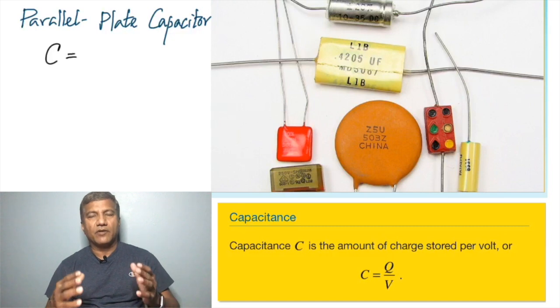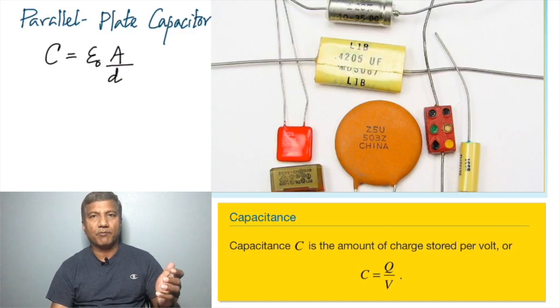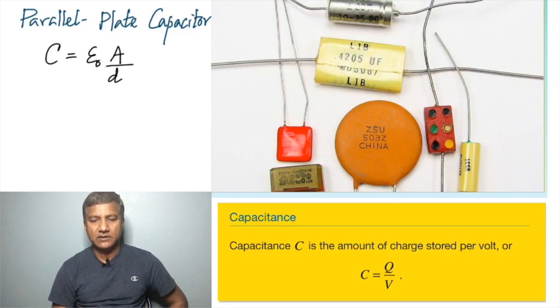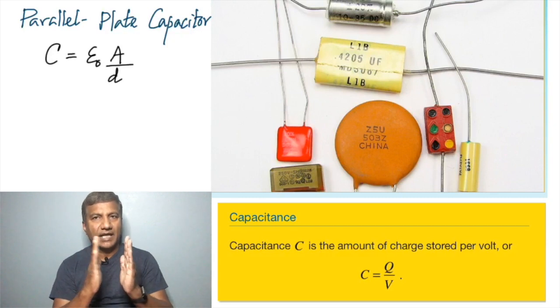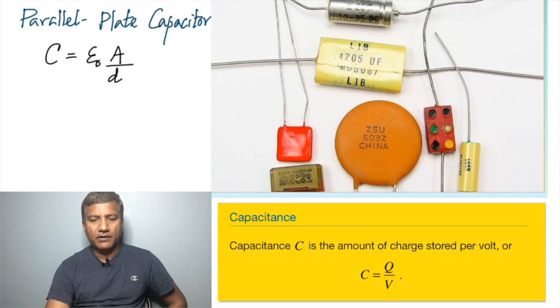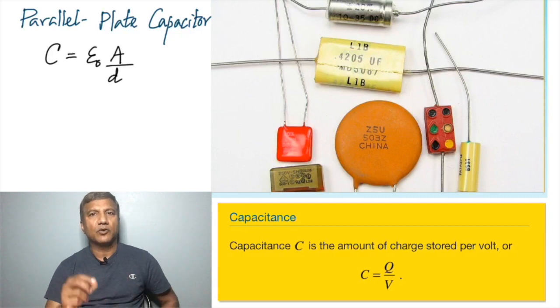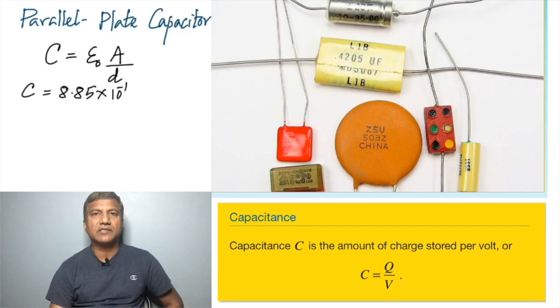The fundamental formula for capacitance of a parallel plate capacitor is given by epsilon naught A by D. C of a parallel plate capacitor is epsilon naught A by D. This is for a capacitor which has air between the plates. Here epsilon naught is the permittivity of free space, which has a value of 8.85 times 10 to the negative 12. A is the area of the plates, of course, in meter square, and D is the distance between the plates. So here is a quick example.